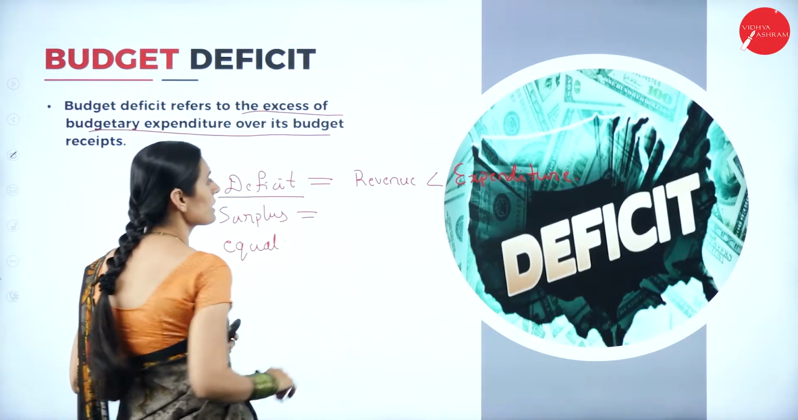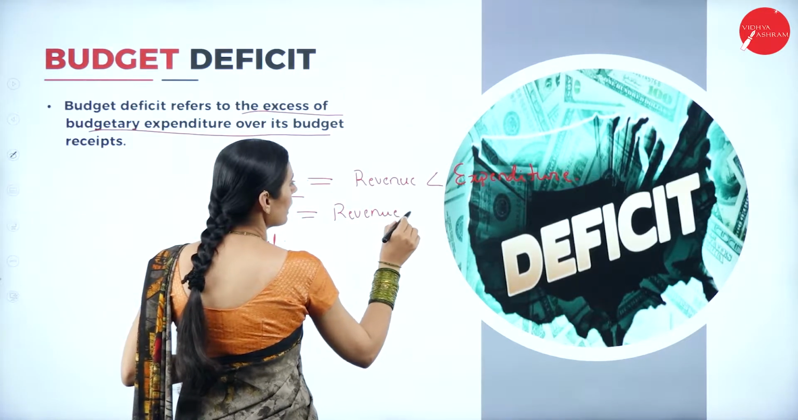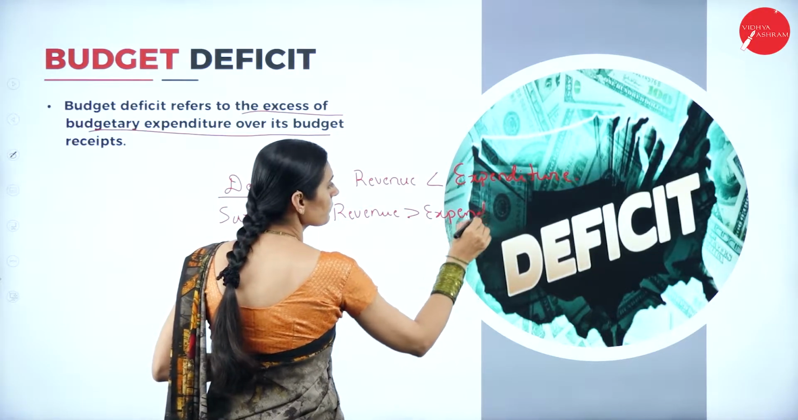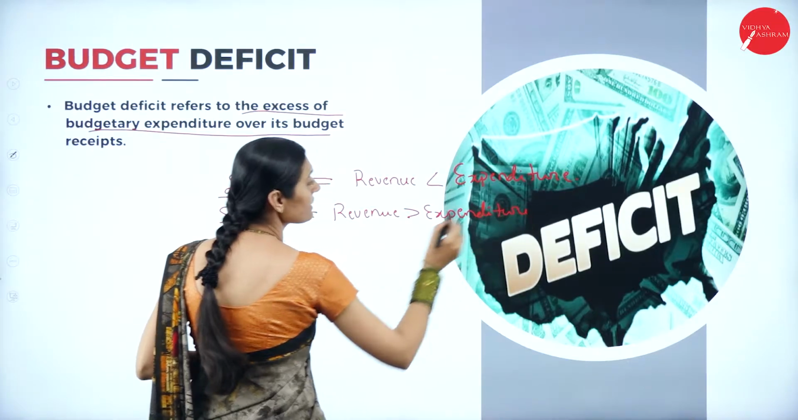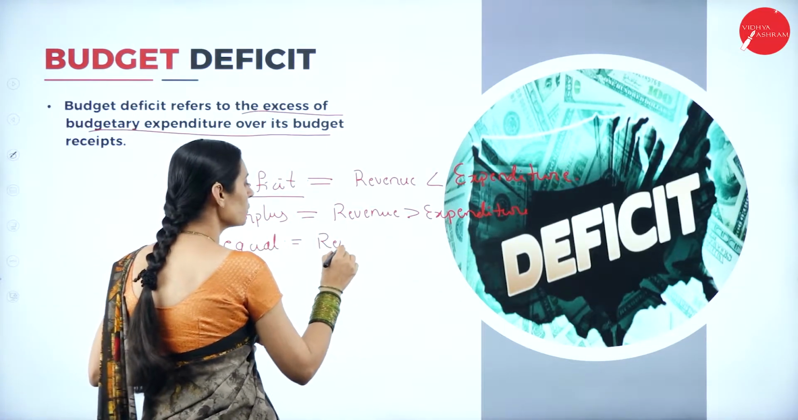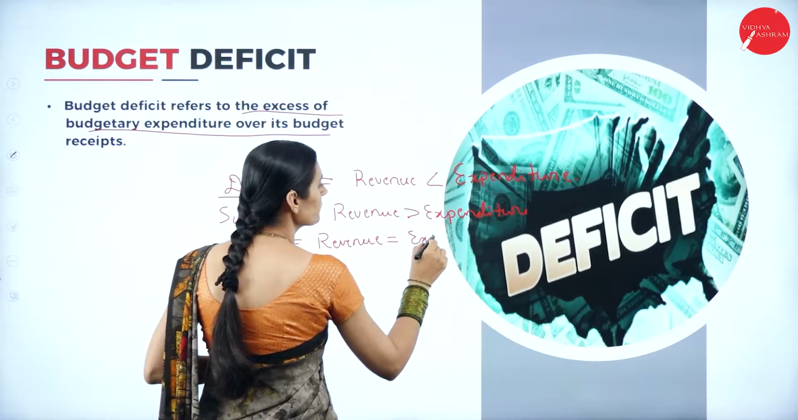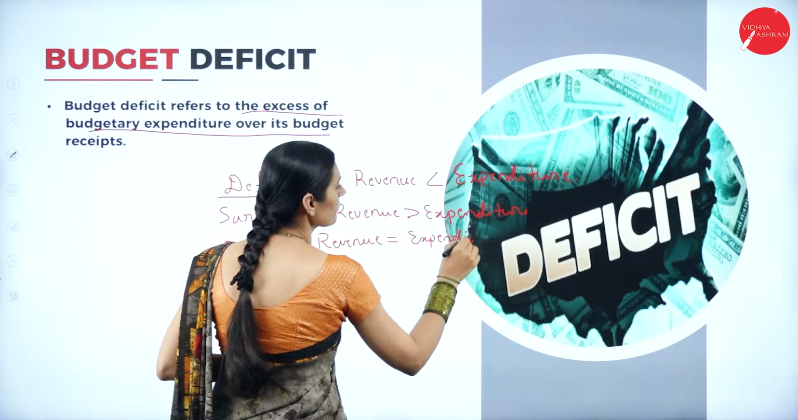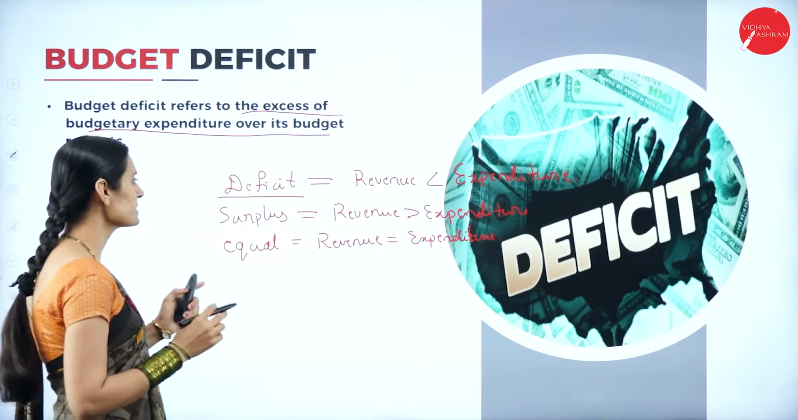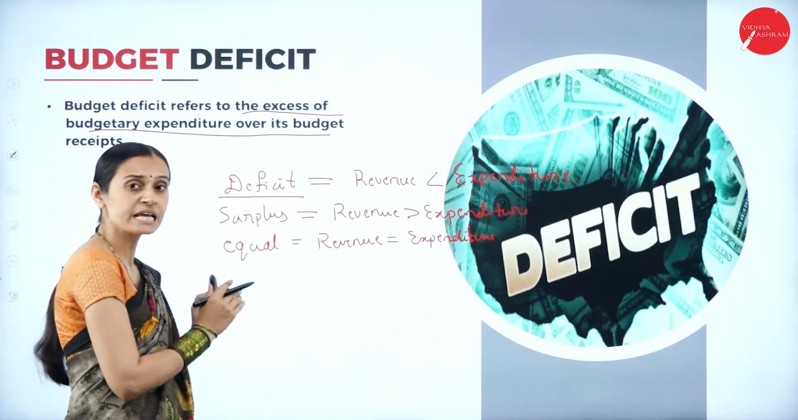And surplus is when revenue is greater than expenditure. And when revenue equals expenditure, it is called equal. So deficit budget, surplus budget and equal budget are the three important types of budget.